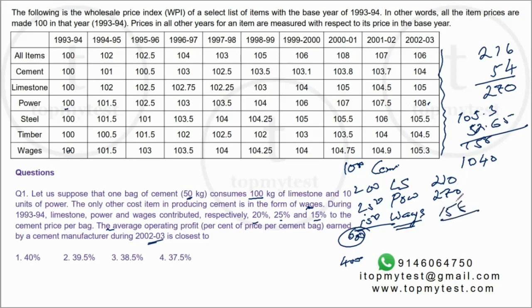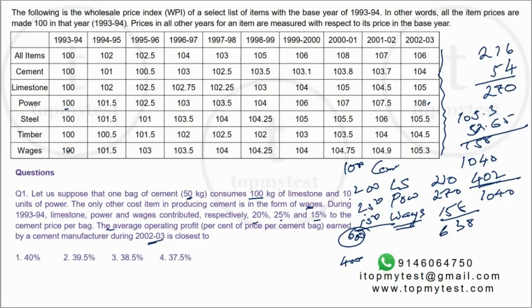What is the total cost? That will be 28, 38, 638, right? How much is the profit? Profit is 402 on 1040. That's your profit percentage. Right, that's your profit percentage.